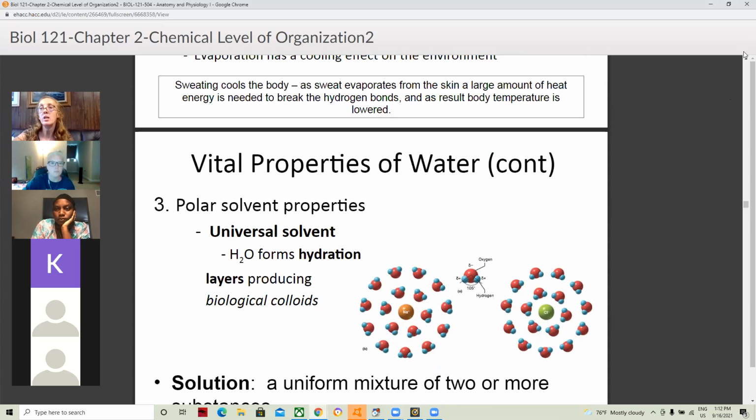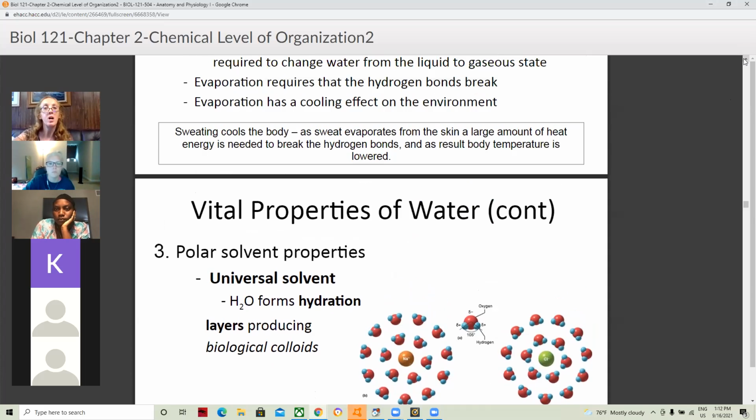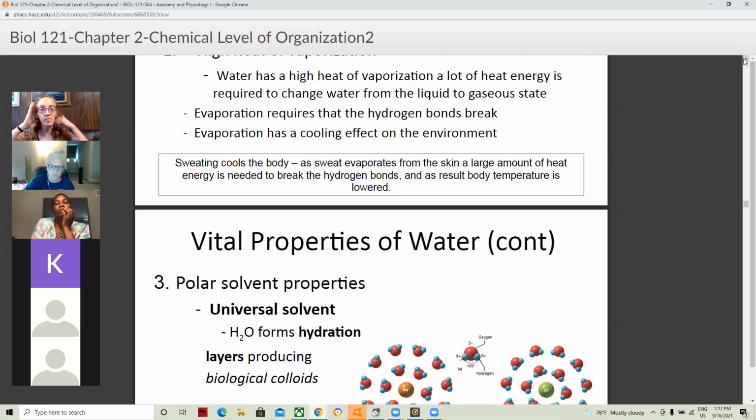So sweating cools the body, and as sweat evaporates from the body, heat is needed to break the hydrogen bonds, and as a result, the body temperature is lower. Remember, this is one of those homeostasis methods where your body works with water to bring your temp back to where the narrow limits it needs to be in.